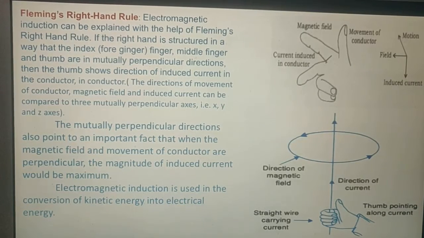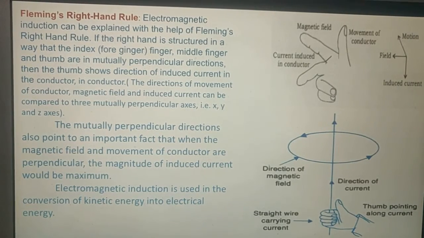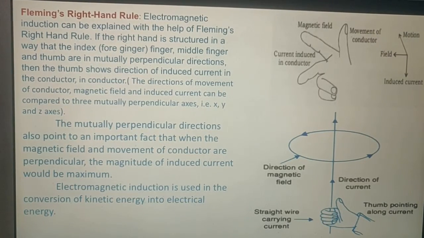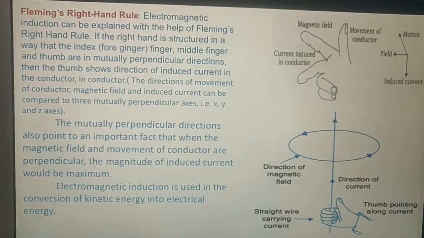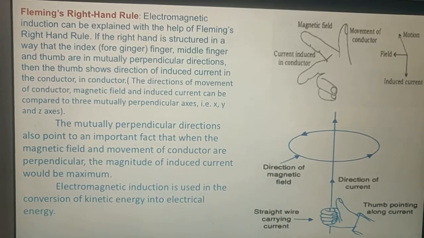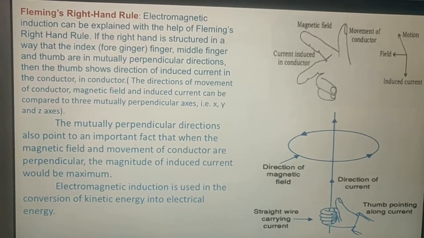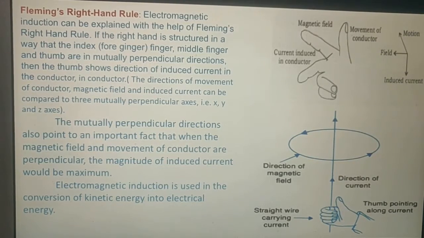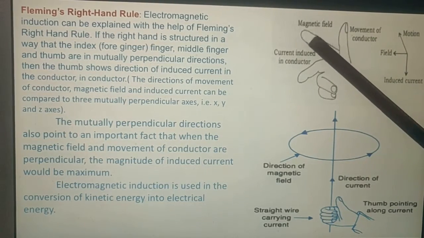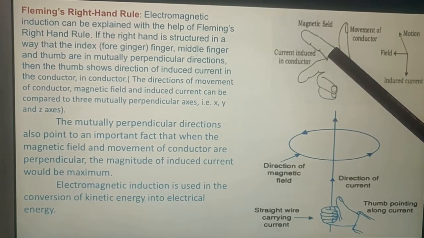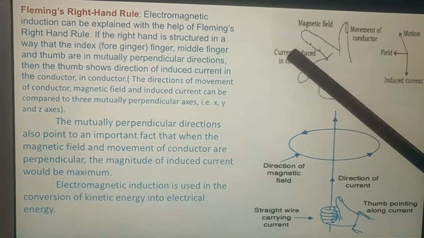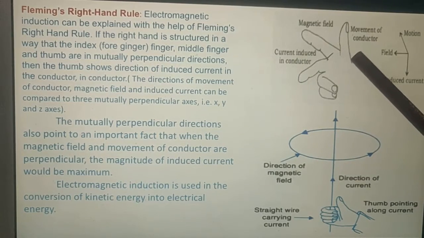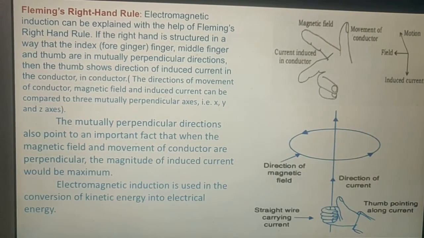Fleming's right hand rule. Electromagnetic induction can be explained with the help of Fleming's right hand rule. If the right hand is stretched in the same way as we have seen for the left hand rule, the forefinger will show the direction of the magnetic field. The middle finger is in the direction of current. Then the thumb will show the movement of the conductor.